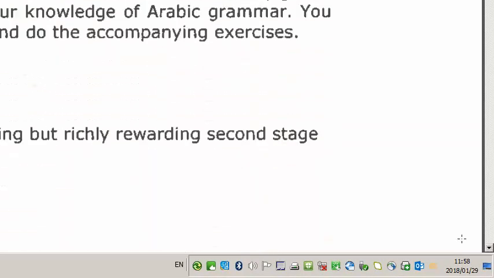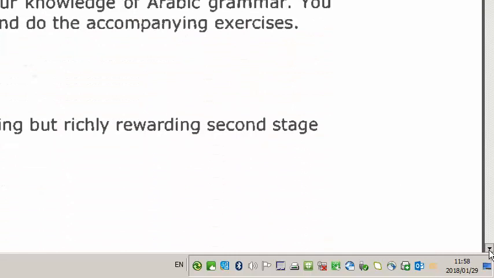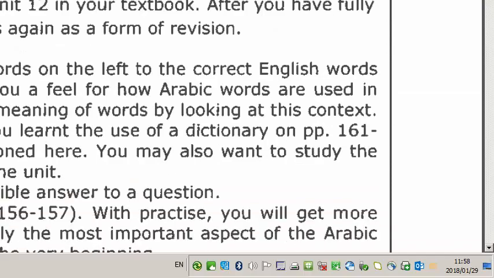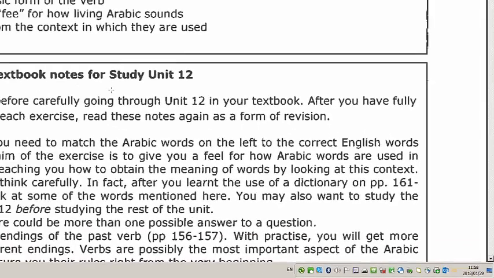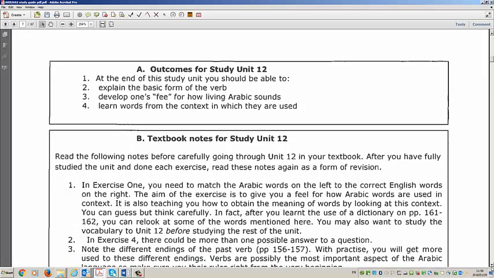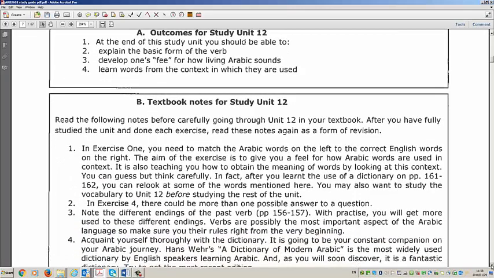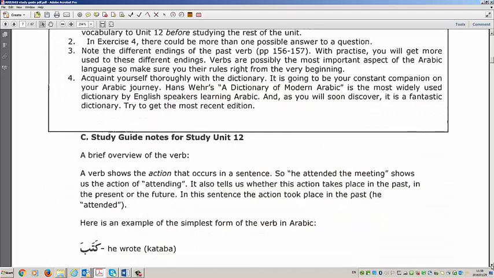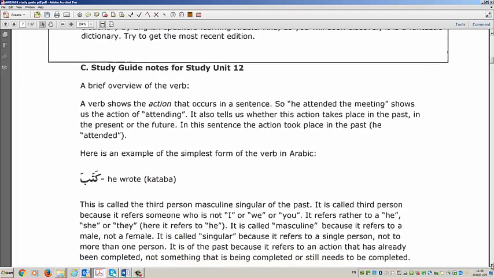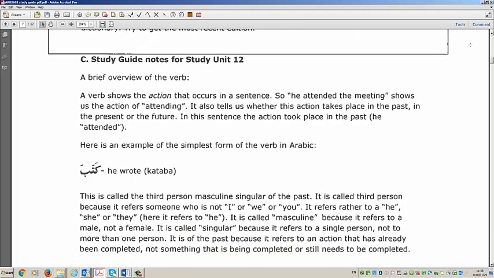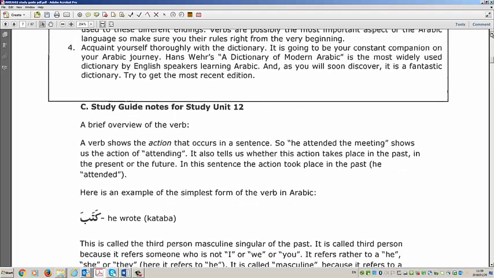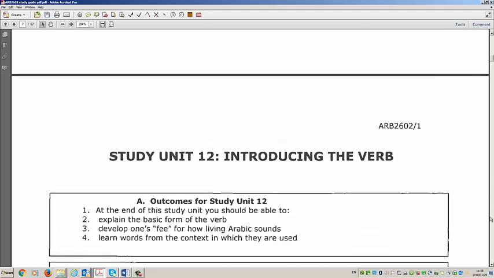So this study guide, except for the part on these textbook unit notes that you'll find in every unit, which you can ignore, is basically structured very much like the previous study guide on ARB 1501. So let's start immediately with lesson 1. Lesson 1 is an introduction to the verb.